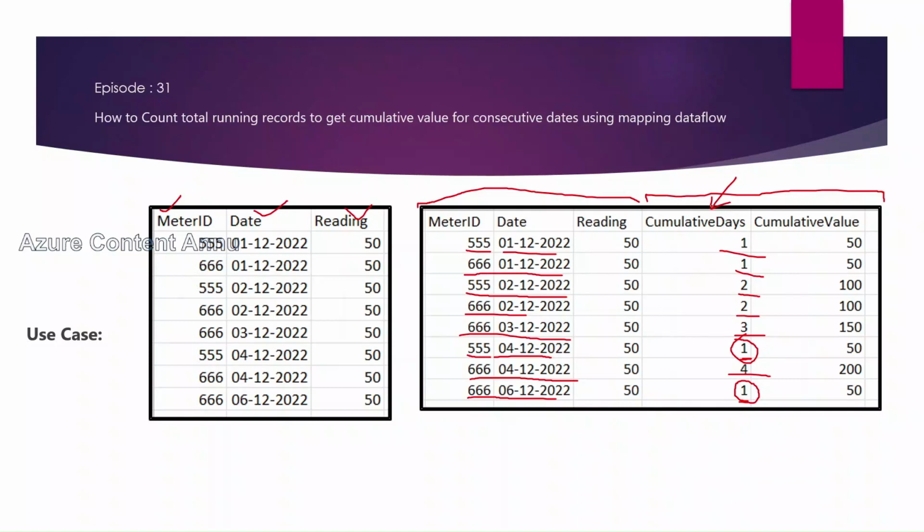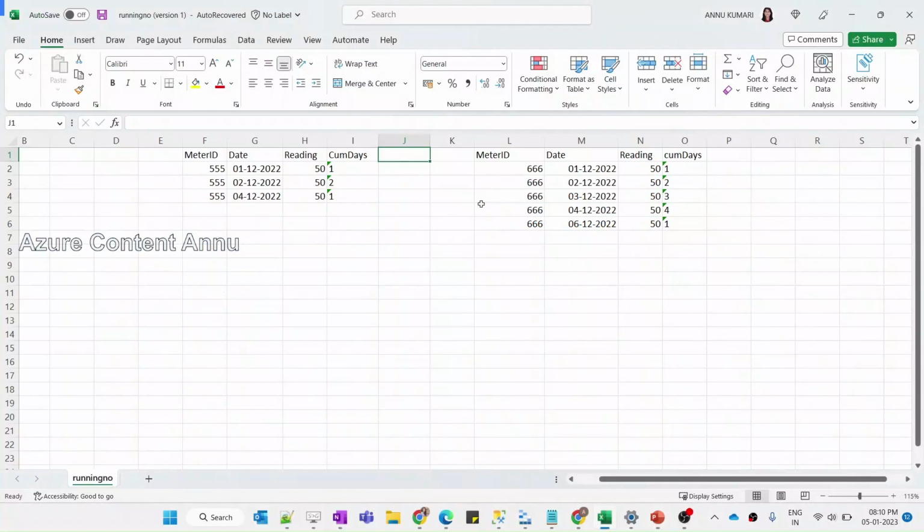So this is how we need to generate cumulative days. Now coming to cumulative value, it is nothing but the successive addition of the readings. Okay, let me go to the Excel so that I can make you understand how this cumulative value would be generated. So here cumulative value will be the next column in both the places.